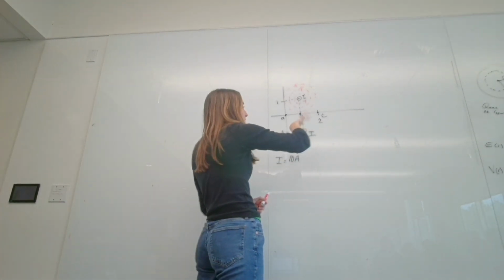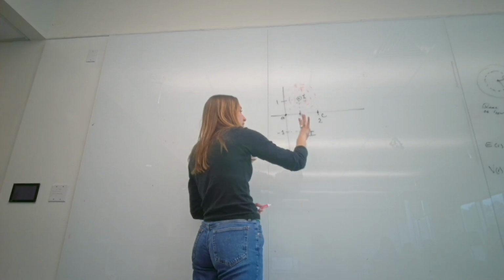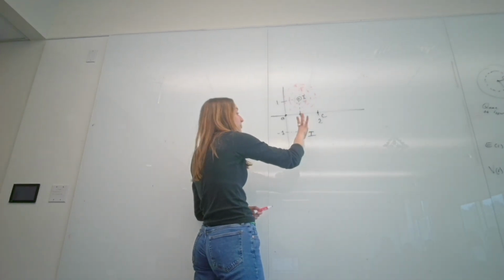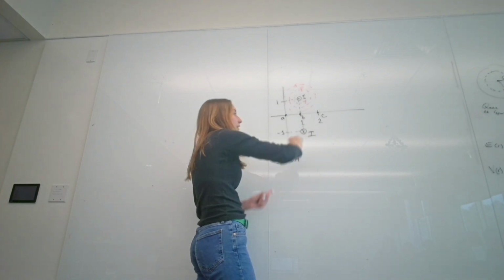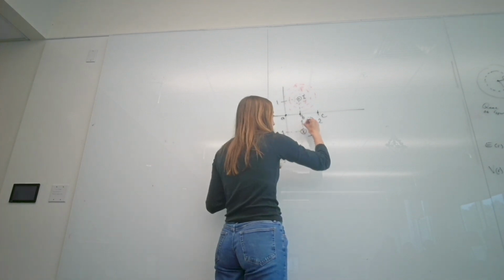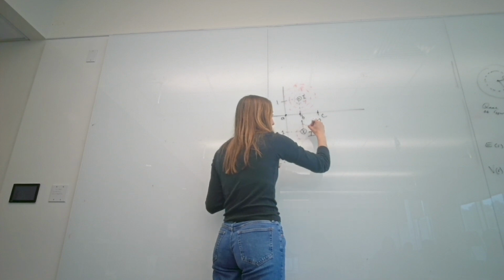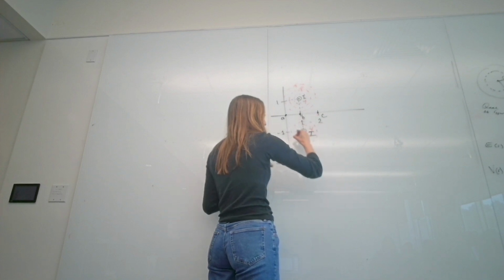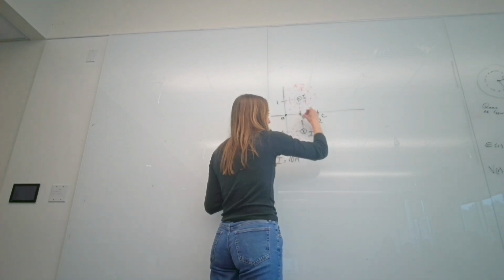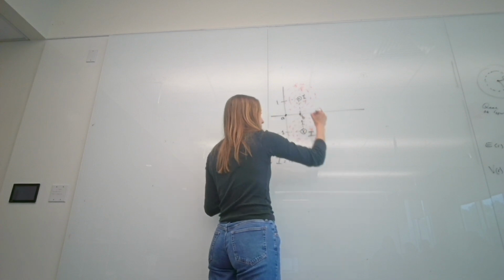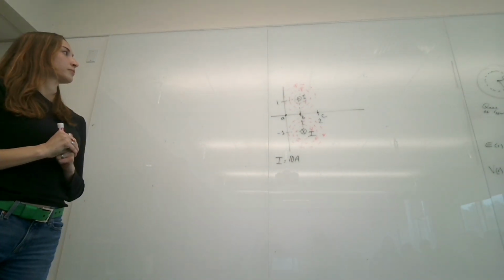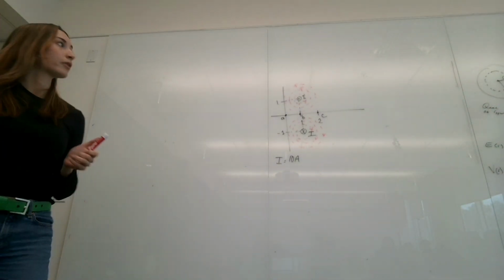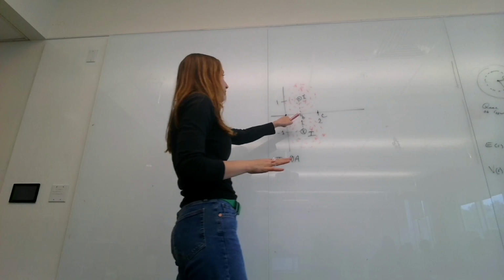Similarly, for this one, I'm going to point my thumb into the board, in the direction of the current. My fingers wrap around in the direction of the magnetic field. So we've got a B field here that goes clockwise. Okay. Cool. So let's first deal with point A.